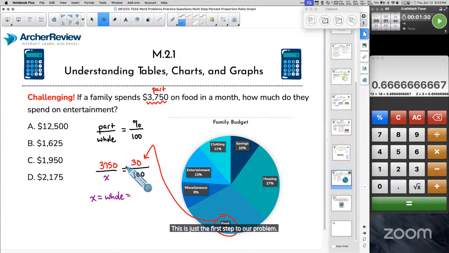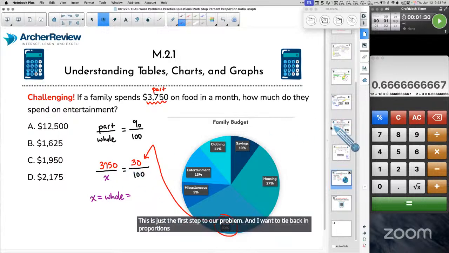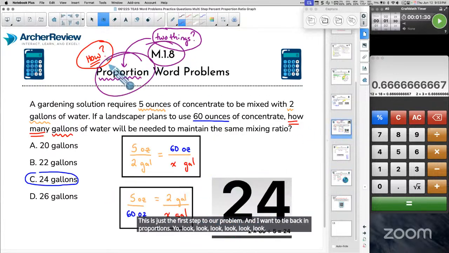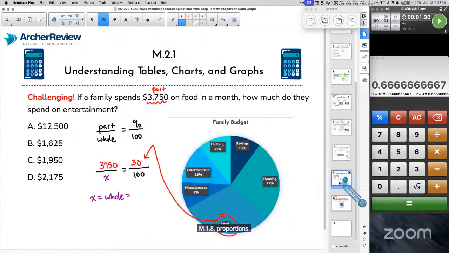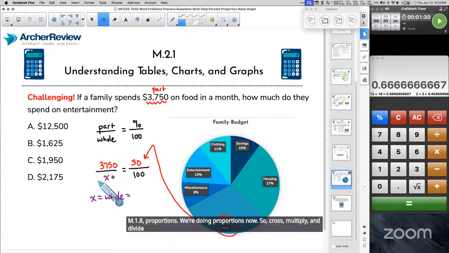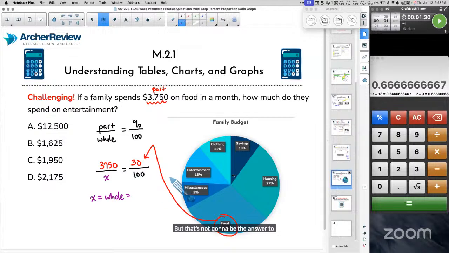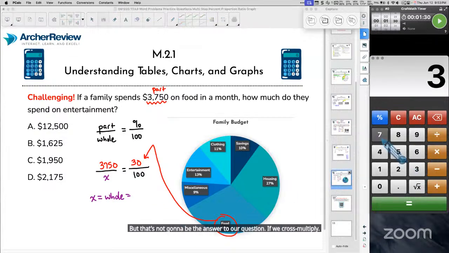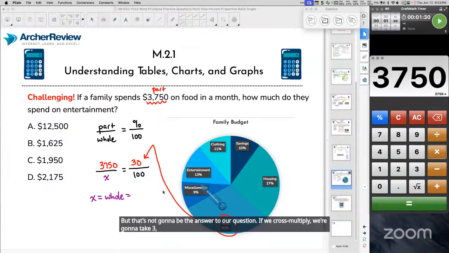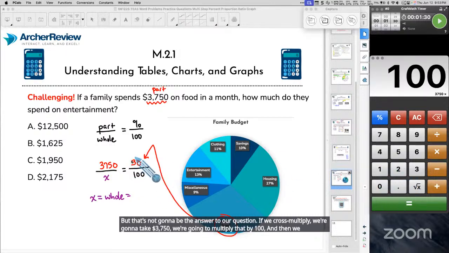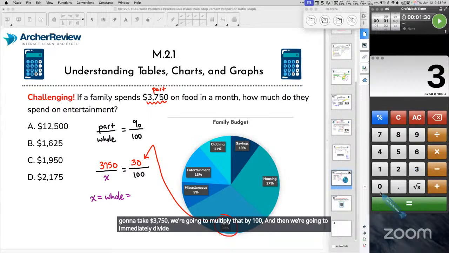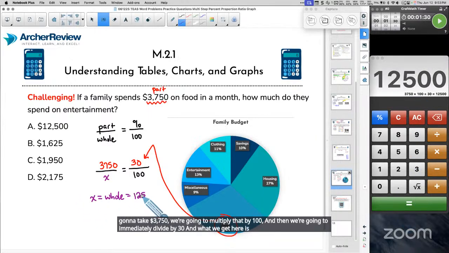And I want to tie back in proportions. Y'all, look, M.1.8, proportions. We're doing proportions now. So cross multiply and divide. We're going to be finding the whole here, but that's not going to be the answer to our question. If we cross multiply, we're going to take 3,750, multiply that by 100, and then immediately divide by 30. And what we get here is 12,500 bucks.